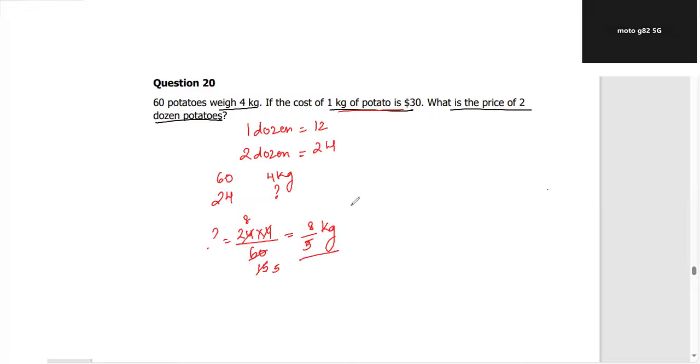Okay. And 1 kg is costing 30. So what is the cost? So you multiply this by 30. 6 are, so 8 into 6 is 48. So what will be the price of 2 dozen potatoes? It will be costing $48. So the answer for 20 will be 48.